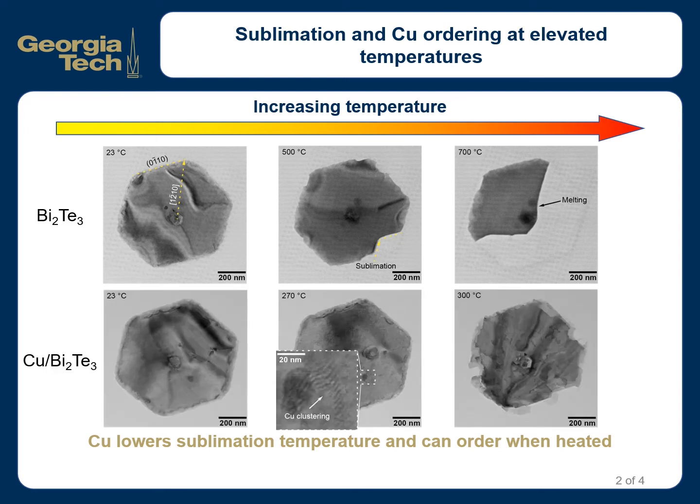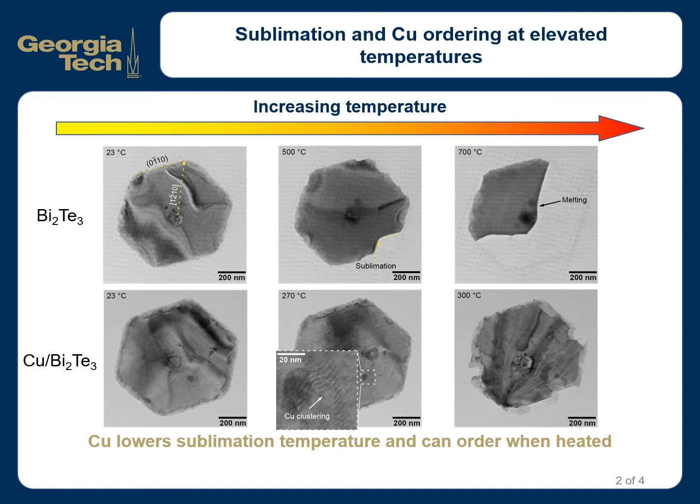Next, we used a chemical process to intercalate large amounts of copper metal within the van der Waals gap of bismuth telluride. The presence of copper in the gap reduced both the sublimation temperature as well as the overall melting and thermal stability of this system.